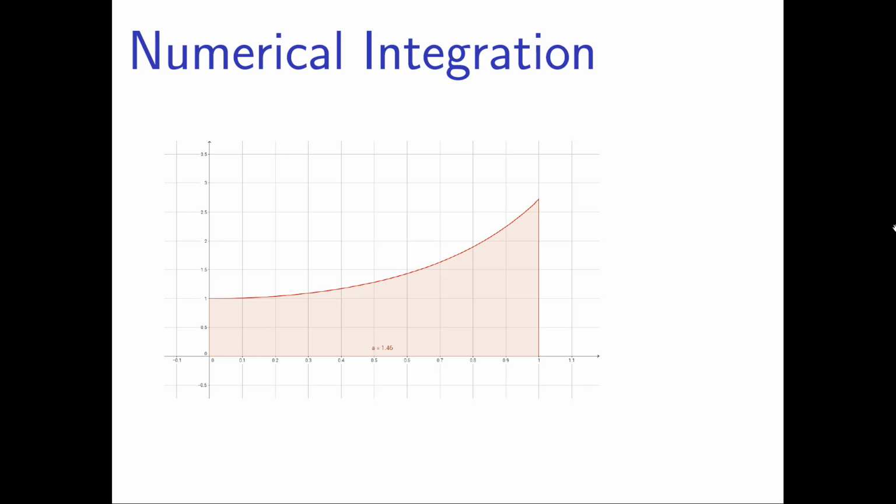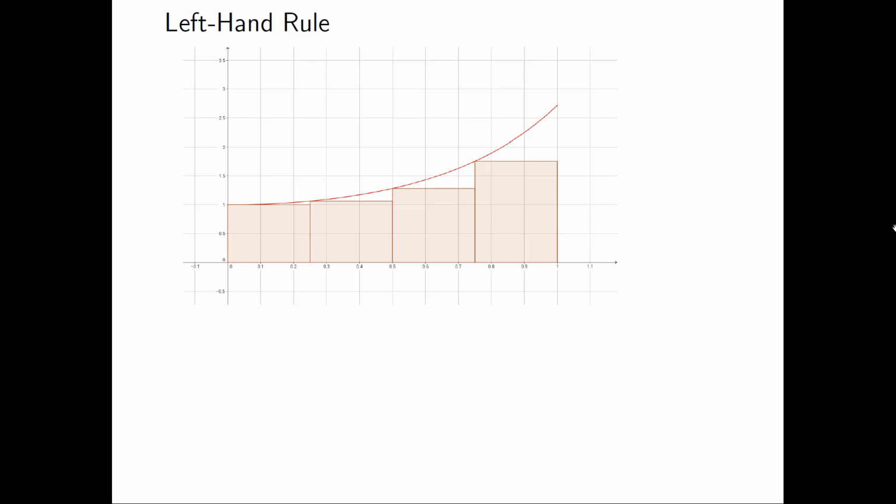Just to remind ourselves what this looks like, this is e to the x squared between 0 and 1, and that's the area under that curve. As we start doing these numerical integrations, we use things we've seen before, and we'll start with the left-hand rule. Remember, this was where the rectangles had the height of the function at the left-hand end. That's where it gets its name. And we found the area of each of those rectangles, summed them, and that's our estimate using the left-hand rule.